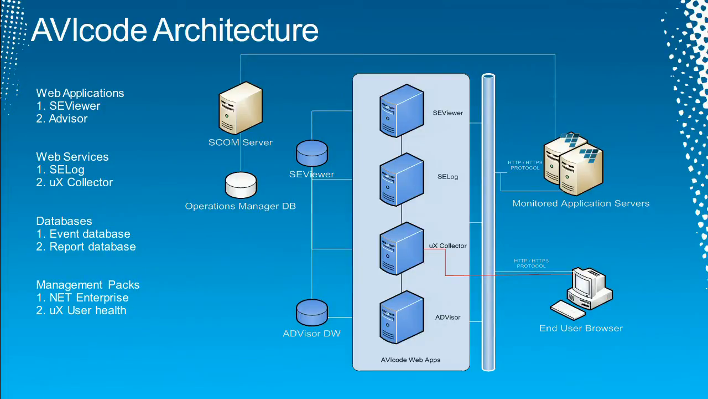In the center are the web applications that make up the AVIcode core infrastructure, the main pieces that make up AVIcode. There are two web applications that are web user interfaces: the SE Viewer and Advisor. That's what you're going to use for a graphical interface. Then there are two web services that we use to collect data: the SE Log and the UX, UX standing for User Health. Those are the collection facilities that need to be deployed to collect data.